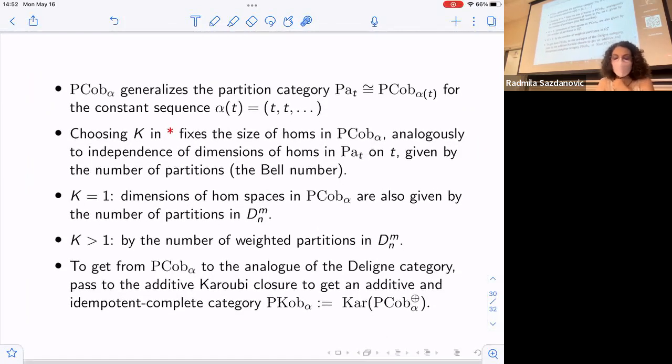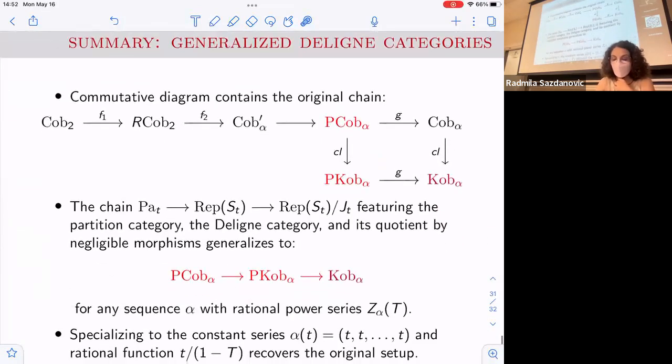But anyways, if k is equal to 1, then there's no weights, right? So that's just the number of partitions here. For k greater than 1, it's the number of weighted partitions, and then just the algebra final step to get from p cob alpha to the analog Deligne category, take the additive Karoubi closure, and that's when we get p cob alpha with a k.